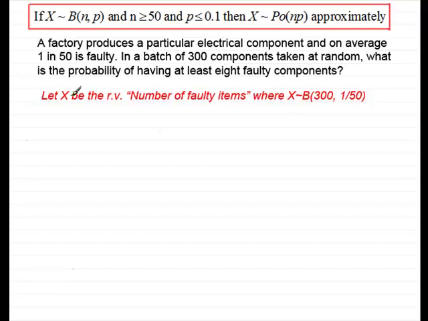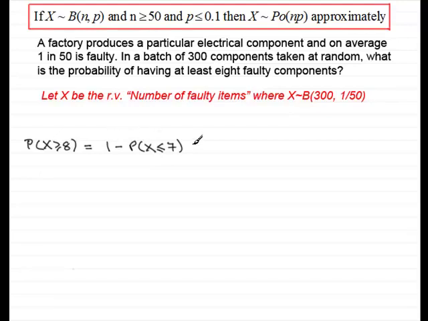Now, to work out the exact probability of getting at least 8 faulty components, we would need to work out the probability that x is greater than or equal to 8. Greater than or equal to 8 would mean we need to work out the probability of getting 8 plus the probability of getting 9 and so on all the way up to 300, which is obviously very impractical. So we'd look at the converse and do 1 minus the probability that x is less than or equal to 7.